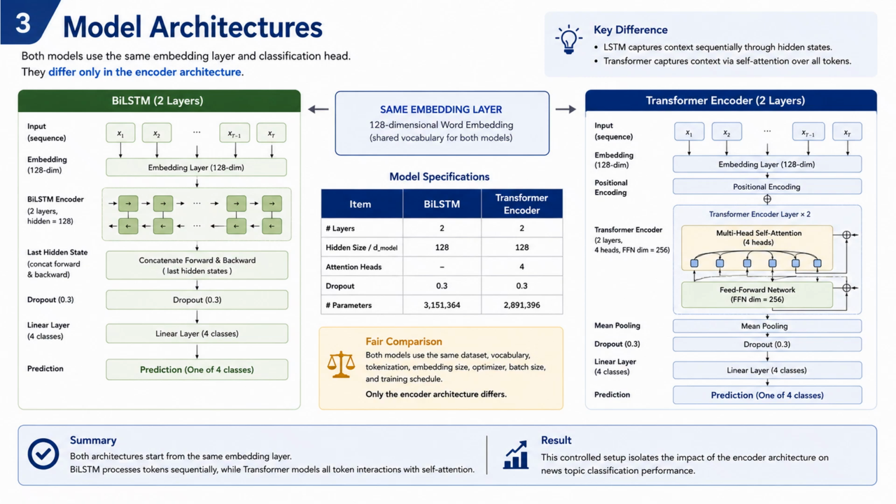In contrast, the transformer encoder first adds positional encoding to preserve word order. It then applies multi-head self-attention, allowing every word to interact with every other word simultaneously. The final sentence representation is obtained using mean pooling before classification. To ensure a fair comparison, both models use two encoder layers, the same embedding dimension, the same dropout rate, and a comparable number of trainable parameters. Therefore, the primary factor being evaluated is the encoder architecture itself.